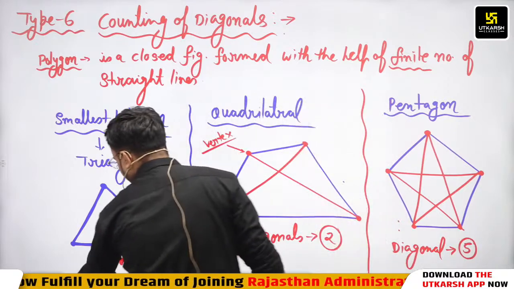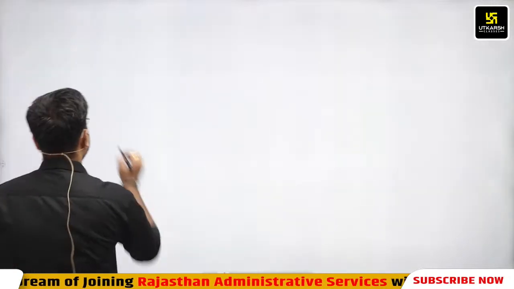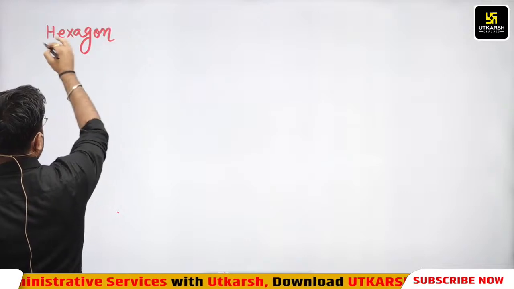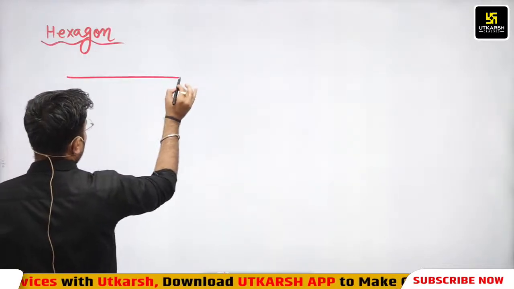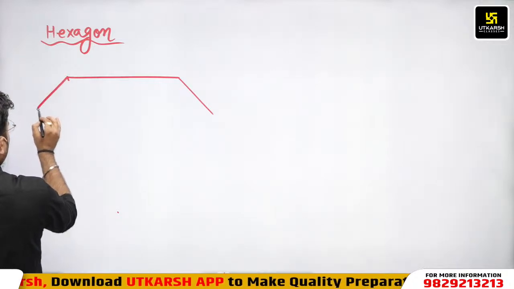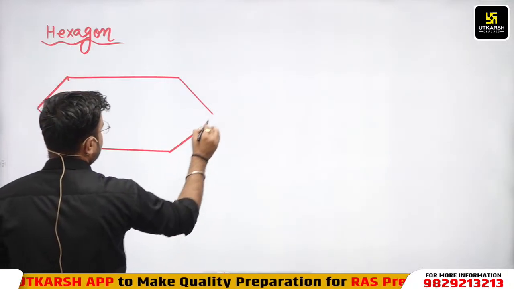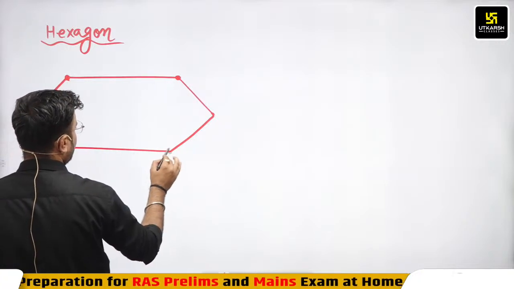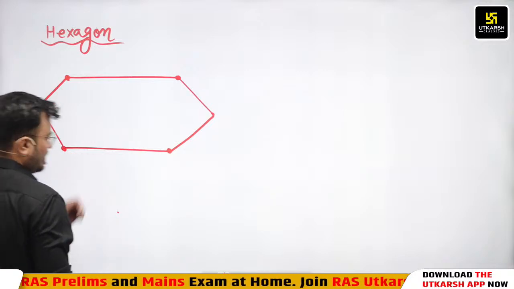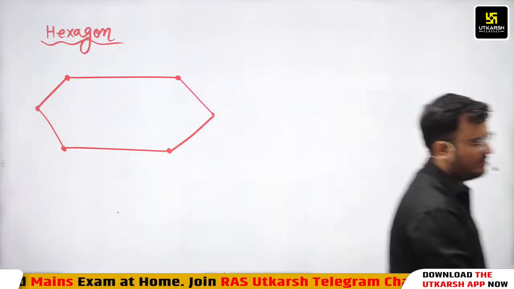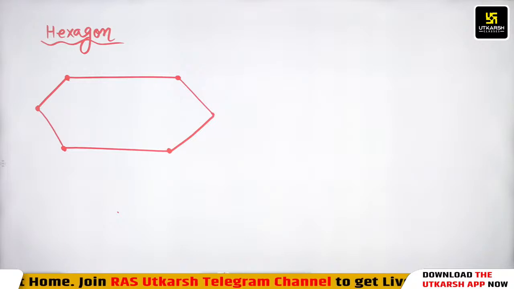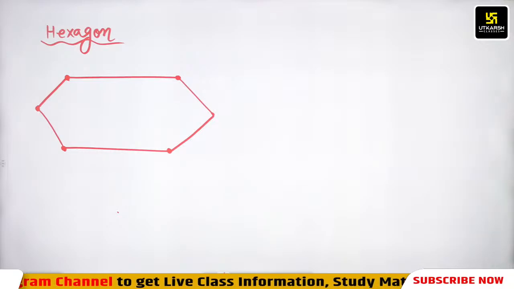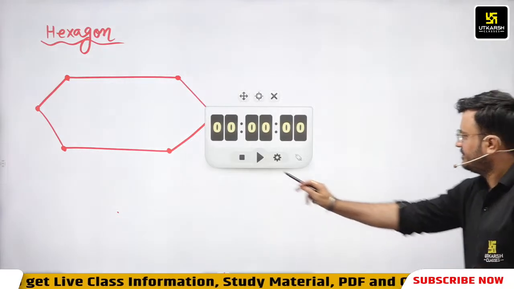Now moving forward to the next figure, that is your hexagon, and a hexagon, you know, has 6 sides. Now again try to figure out how many diagonals are there in this figure. After that I will discuss the trick. With the help of this trick we can find the number of diagonals in 30 seconds. But before, we need to figure out how many diagonals are there in a hexagon. Try to find.